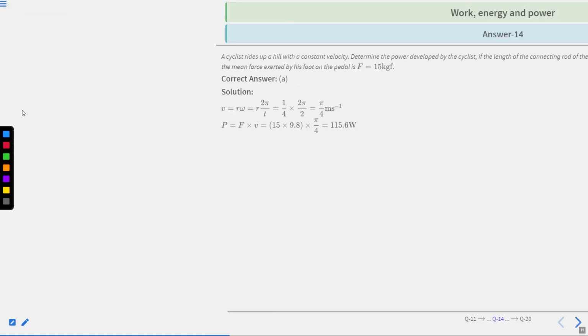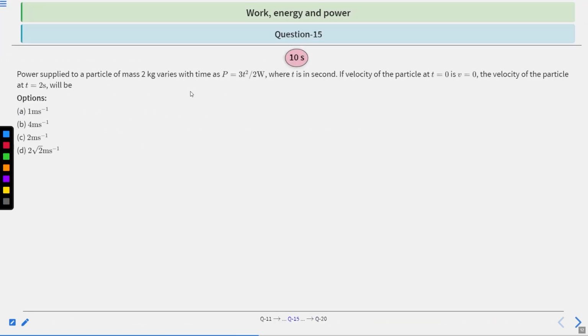Next question, question 15. Power supplied to a particle of mass 2 kg varies with time as P equal to 3t square divided by 2 watt, where t is in seconds. If the velocity of the particle at t equal to 0 is v equal to 0, the velocity of the particle at t equal to 2 seconds will be what? The given options: A, 1 meter per second; option B, 4 meter per second; option C, 2 meter per second; and option D, 2 under root 2 meter per second.